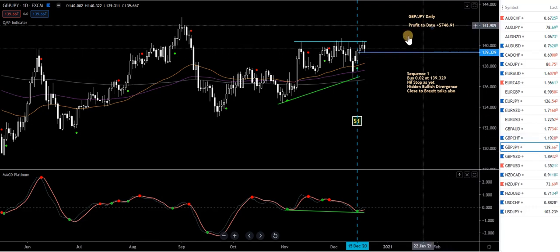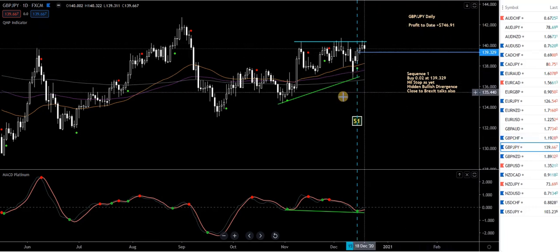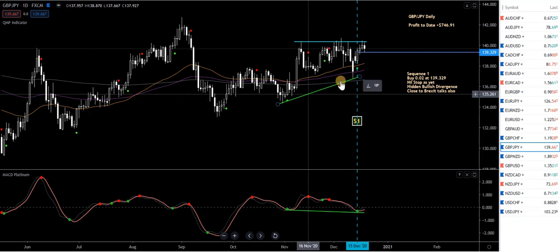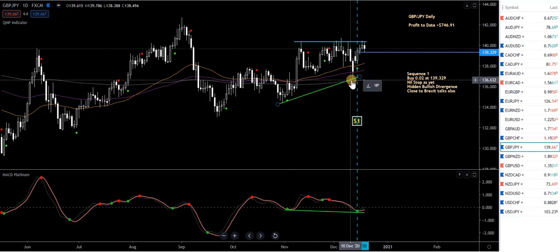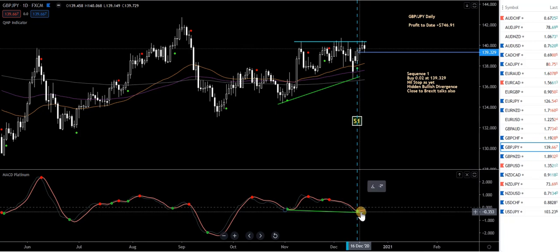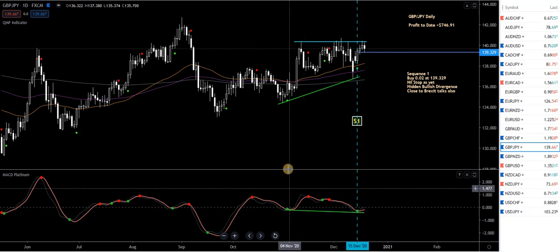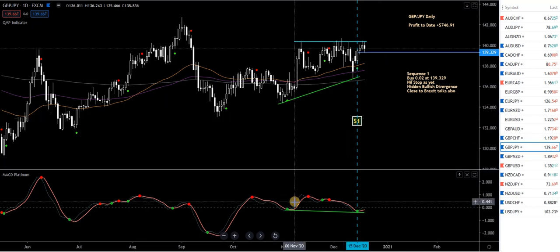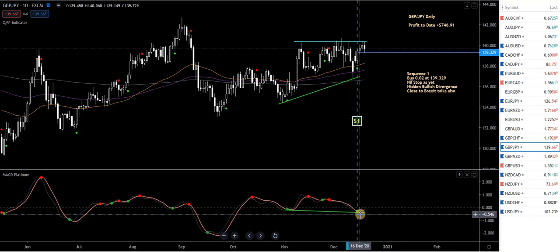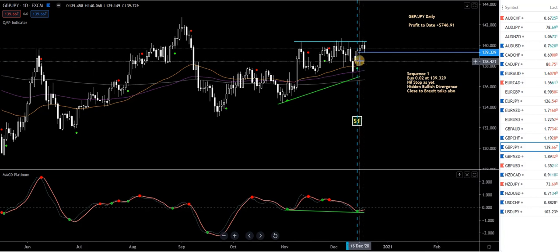Same applies. Pound yen buy signal here, hidden bullish divergence, no stop in place. You can see the higher lows on price. So this low here is higher than that low, and lower lows on the MACD Platinum. So this low is lower than that one. So one's going one way, the other one's going the other way. Hence the term divergence, and because of the setup, that's hidden divergence.